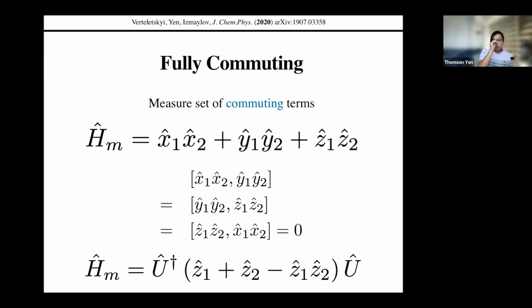So what this will allow you to do is easily find the unitaries that will rotate all of them into just Z operators. And these unitaries we know are Clifford gates, and there's a known decomposition that quite efficiently implements them on a quantum computer.